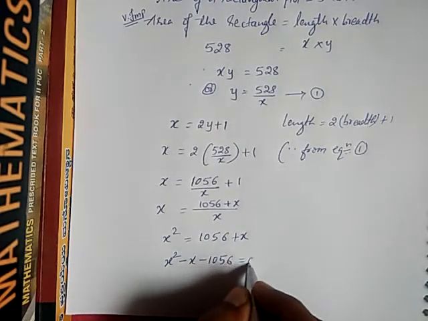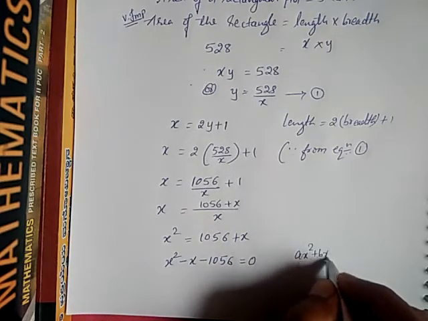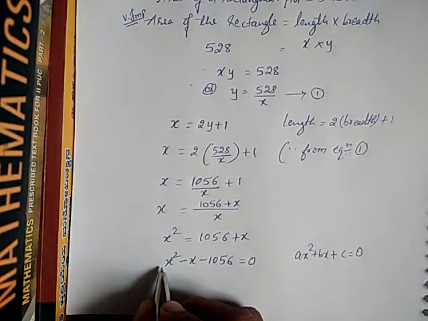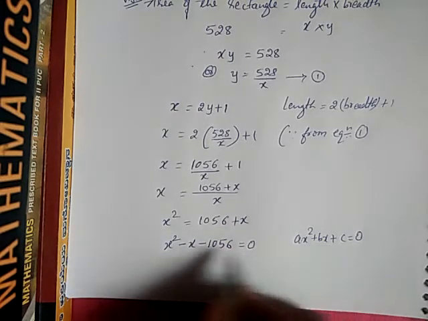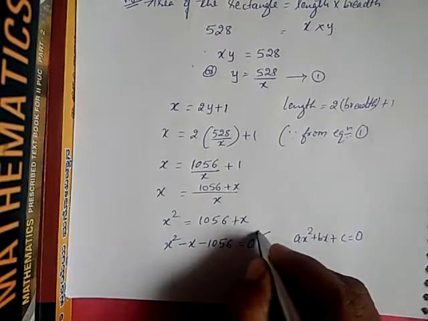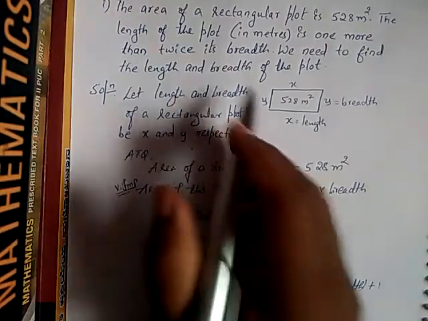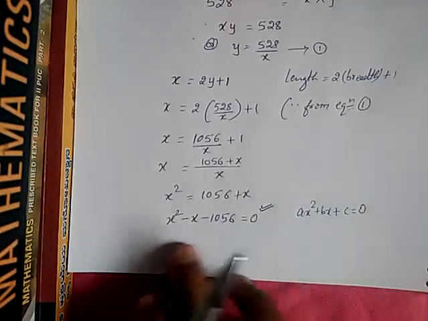Minus 1056, which is equal to 0, which is in the form of ax square plus bx plus c is equal to 0. If you compare here, what is a here? If nothing is there, 1. What is b here? Minus 1. What is c here? Minus 1056. This is the quadratic equation which we required for the question. To solve for the length and breadth of the given rectangular plot, we need this quadratic equation.